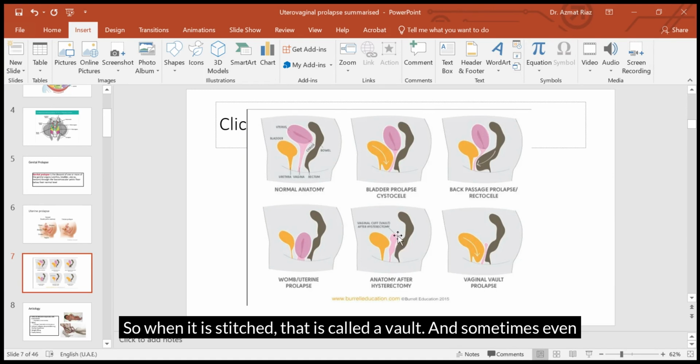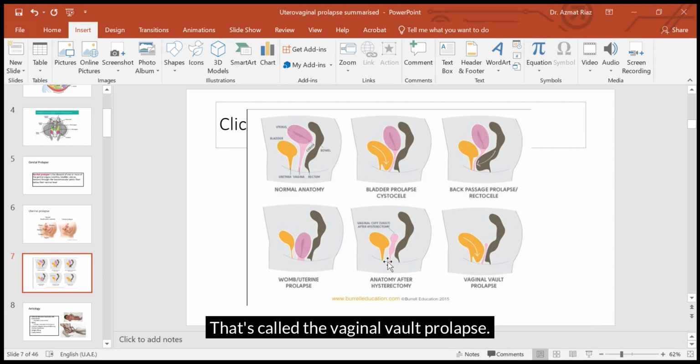And sometimes even that vault can prolapse. So that condition is called, the top of the vagina can prolapse. That's called the vaginal vault prolapse. So yeah, it can come out.